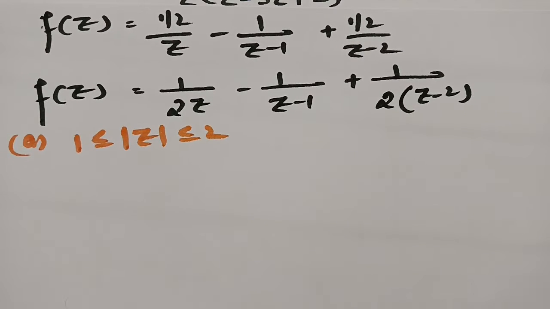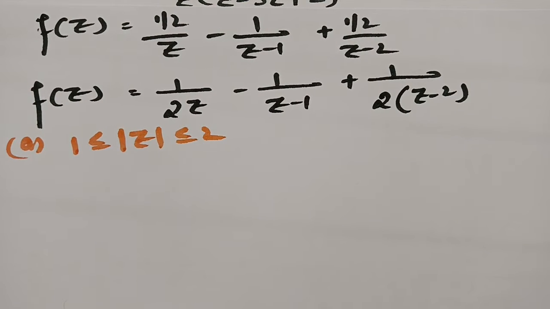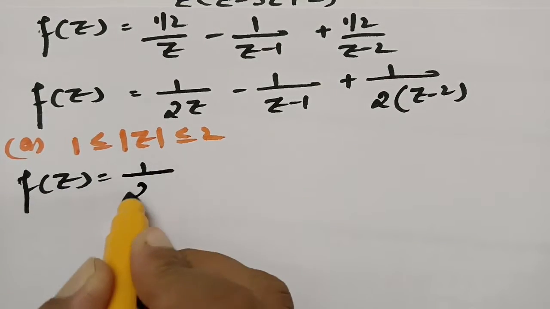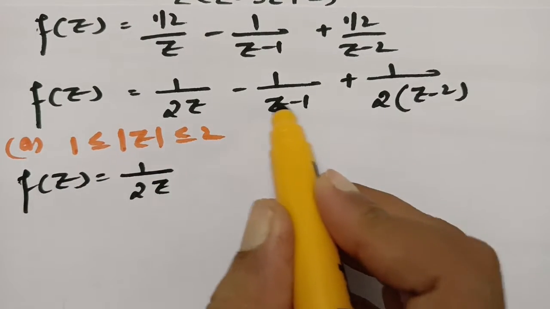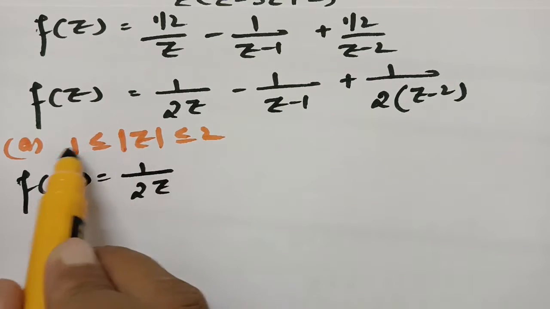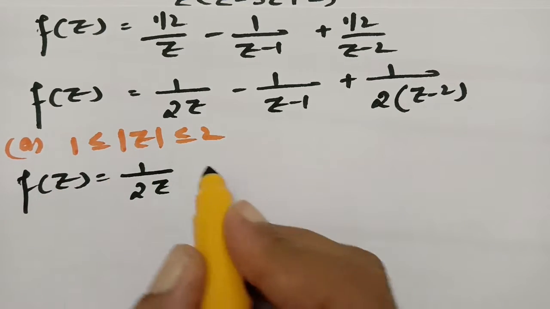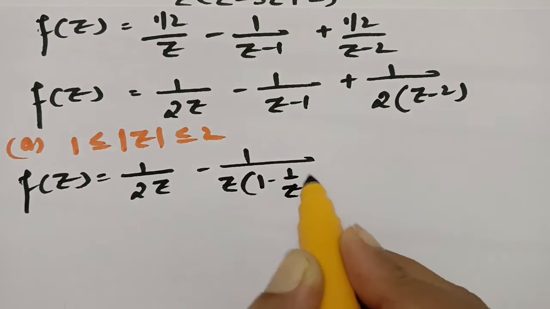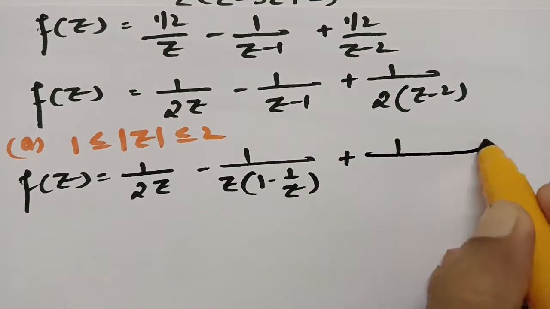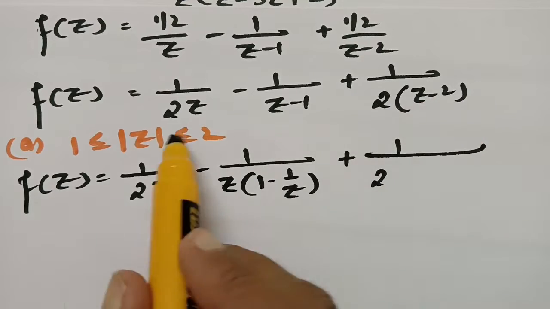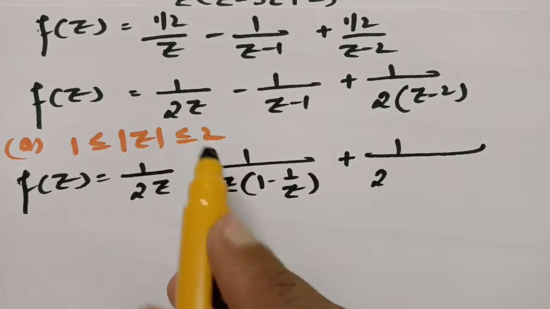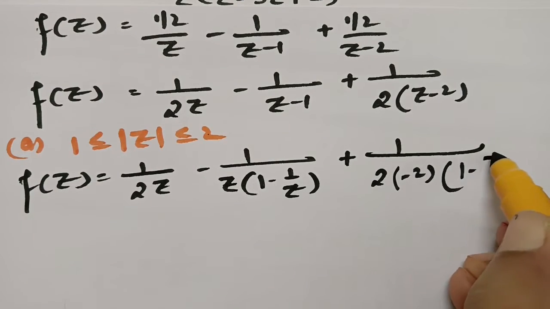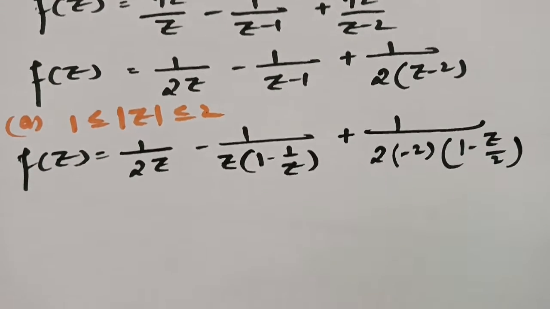So for this case, what will be our Laurent series expansion? f of z is equal to 1 by 2z. Among z and 1, which one is greater? z is greater, so I am taking z common. This is 1 by 1 minus z. Clear? This is 1 by 2 times, among z and 2, which one is greater? 2 is greater. That's why I am taking 2 here. If I take minus 2 common, this will be 1 minus z by 2.